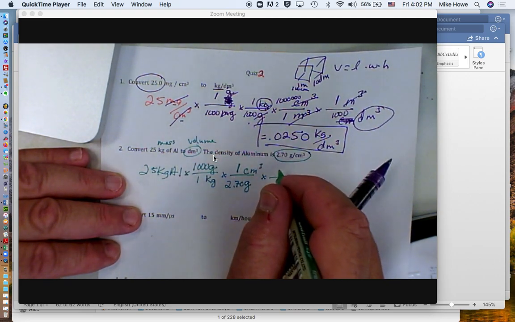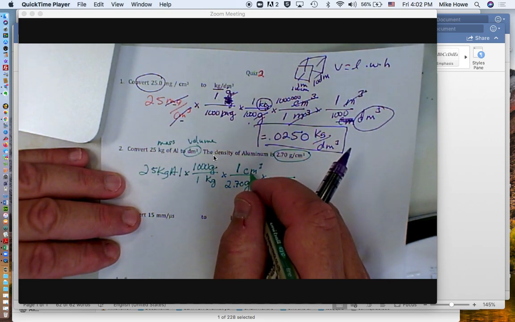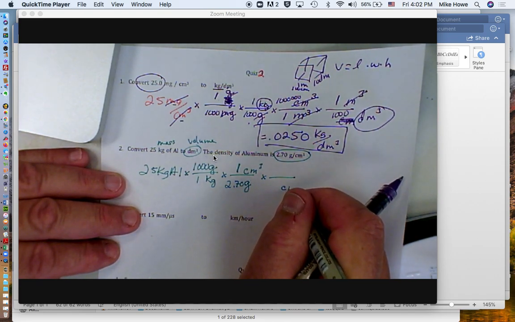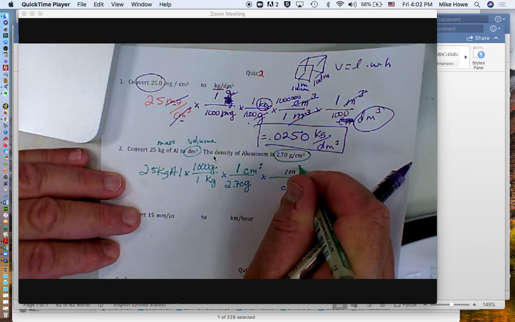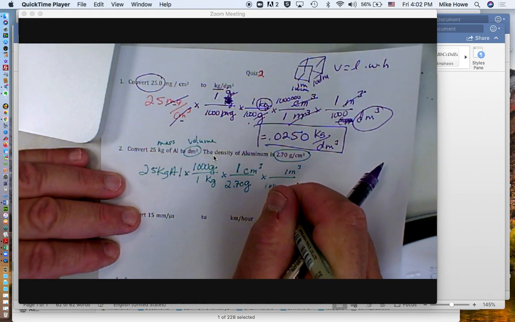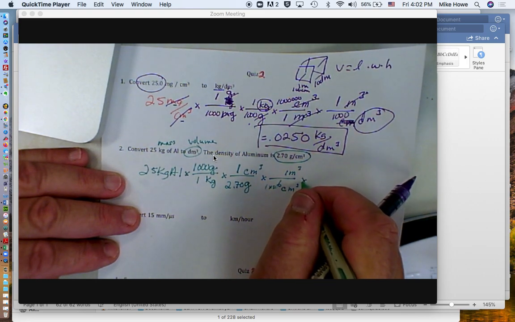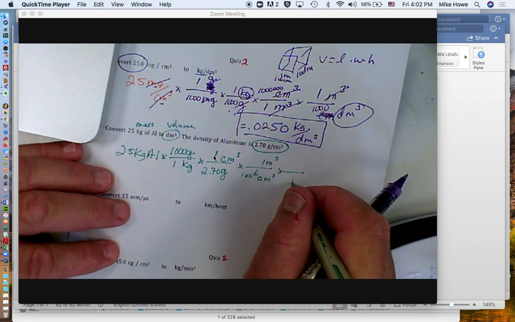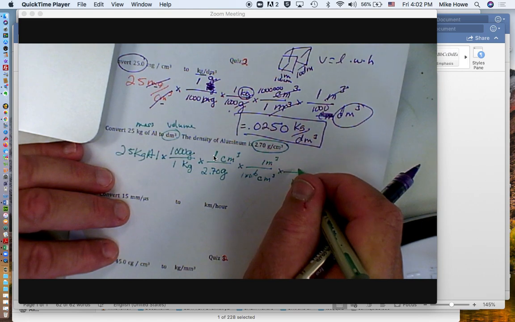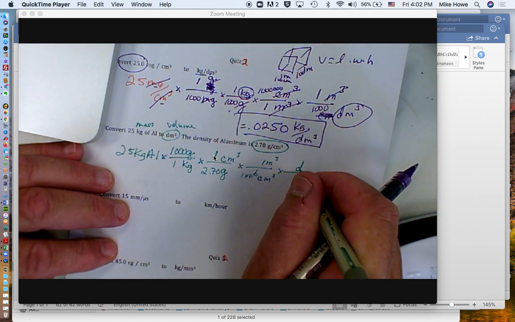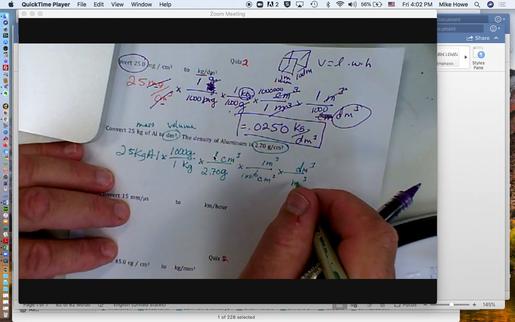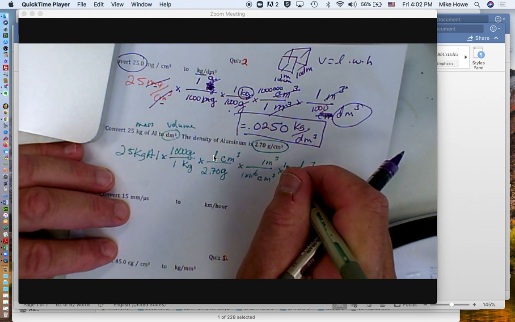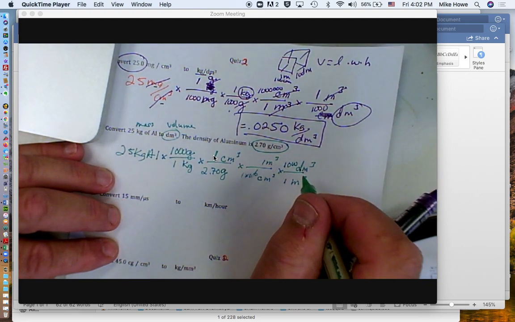And now we need cubic decimeters. So we could pretend that we don't know the relationship between cubic centimeters and cubic decimeters, so we just put cubic meters here. One of those is 1,000,000 of those. And then we could put cubic meters on the bottom and cubic decimeters on the top, because that would then give us cubic decimeters. So one of these is 1,000 of those.